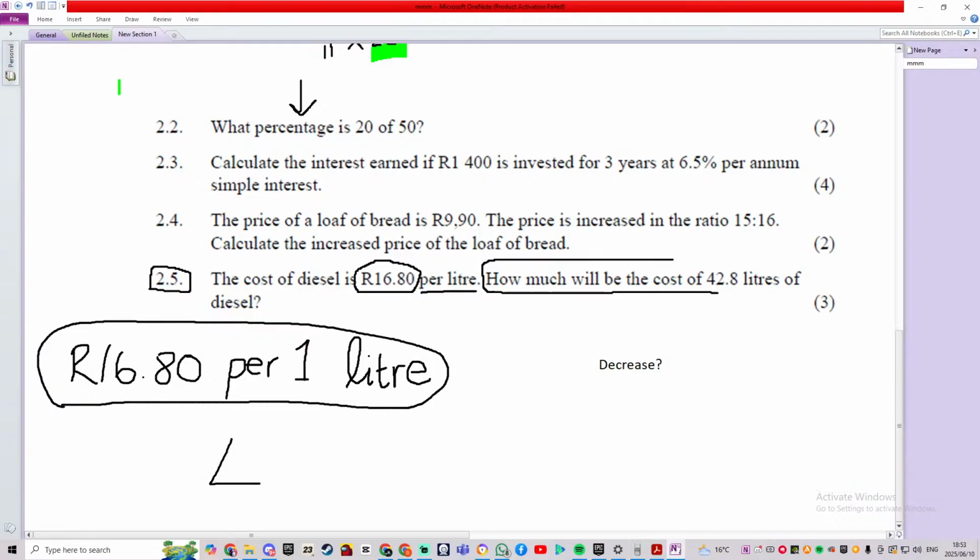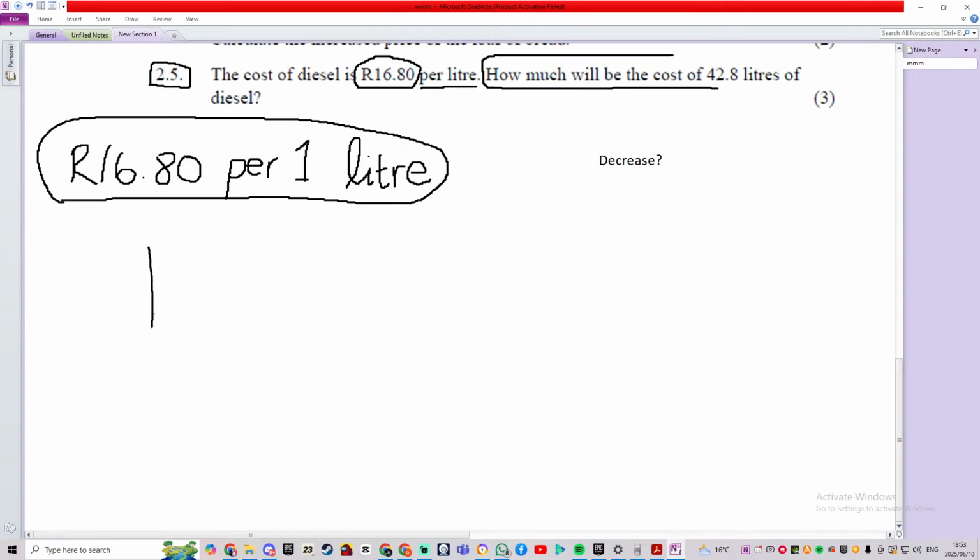What will be the cost of 42,8? So we're going to say, let's make space, 16,80. You know what now? We're going to say 16, the font.